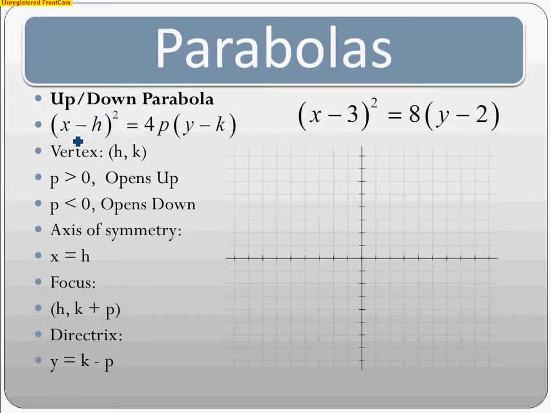So we're starting off with this formula. This is what we start with right here. We start with HK form right here. As you can see, we have an H and we have a K. That's pretty much how all the conics are going to go. So if we have (x minus h) squared equals 4p(y minus k).